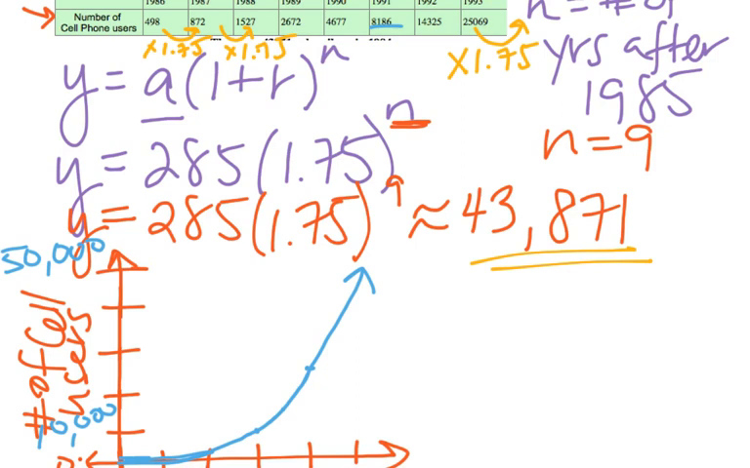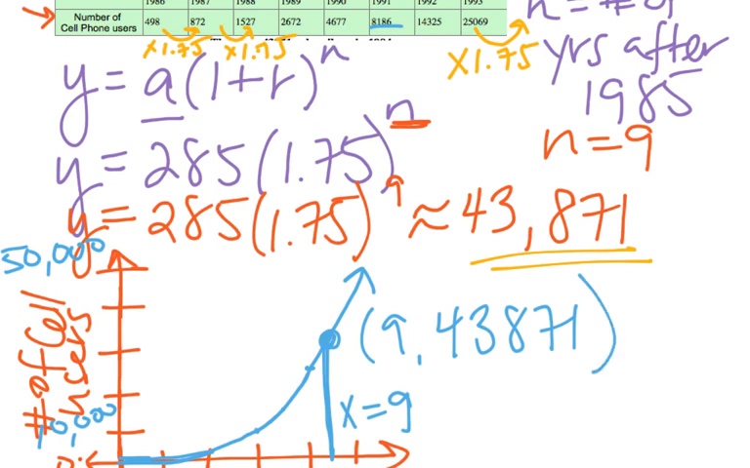All right, and if we did this on a graphing calculator, we would be able to solve for the value by doing a value at x equals 9. And we would get that that point is about 43,871. That's how you solve graphically. And we do want to identify that the units are people, or cell phone users. So there's about 43,871 cell phone users.